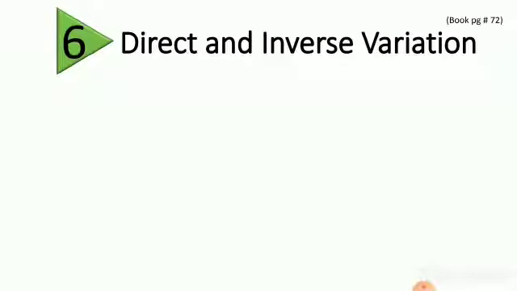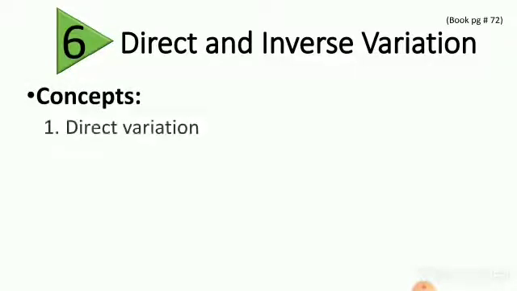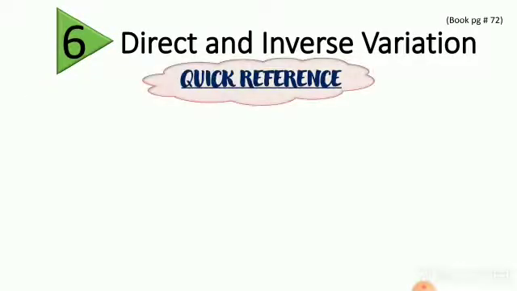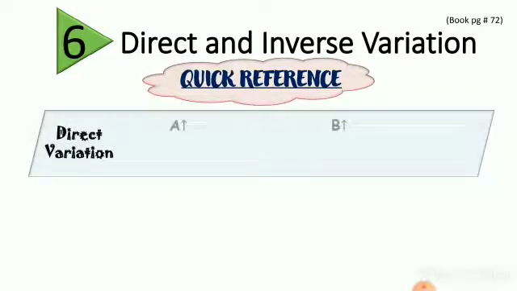Okay, so let's start with the concepts we have to discuss in unit 6. We have to discuss direct variation and inverse variation. So we are taking help from quick reference. So for direct variation, as you know that if quantity A increases, quantity B will also increase. And if quantity A will decrease, quantity B will also decrease.